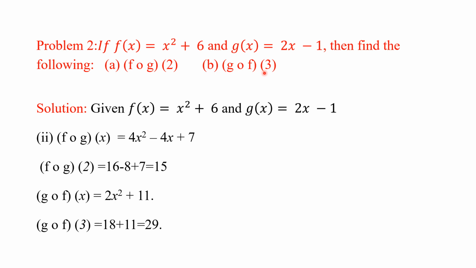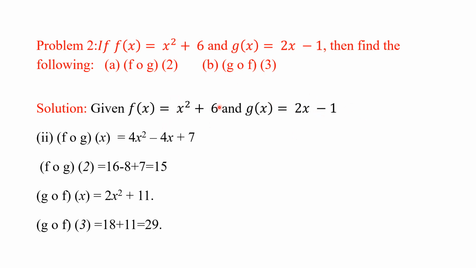So before getting on to g composition f of 3, first we should find out what g composition f is. So g composition f means this f of x function should be considered as x and that x value should be substituted here in g of x. So here what will I get? g composition f of x is equal to g of f of x.